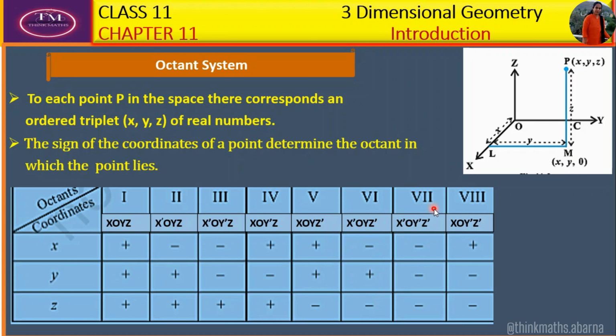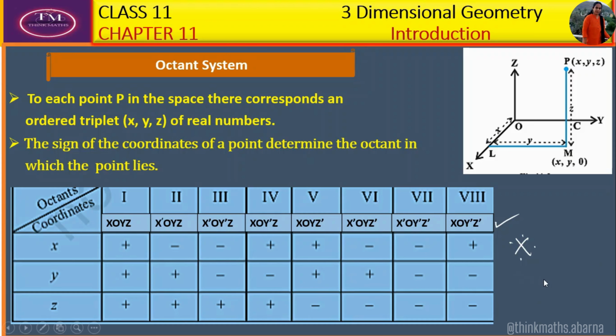If it is in the seventh octant, its plane will be x dash, O, y dash, z dash. Then all are negative. Okay, all three coordinates are negative. If it is in the eighth octant, then its plane will be x, O, y dash, z. Then its signs will be plus, minus, minus. So this is an important one. You have to learn this table using the names of the planes. If you learn this table, exercise 11.1 will be very, very simple. Clear? So this is one of the important tables.